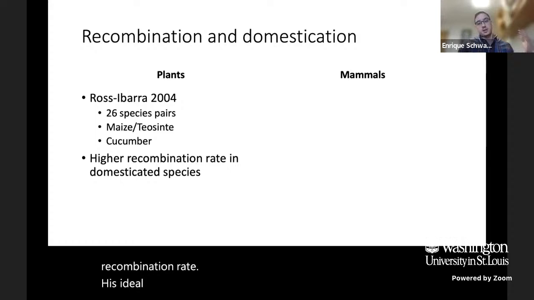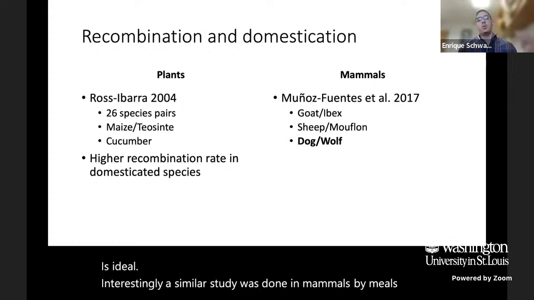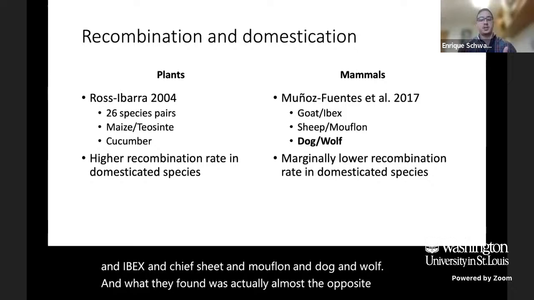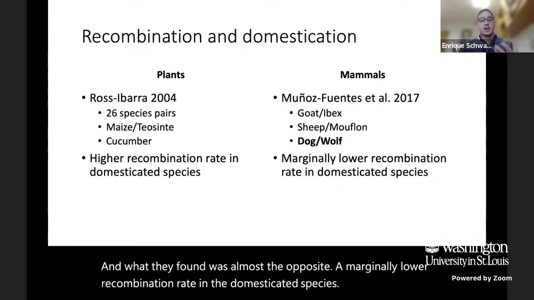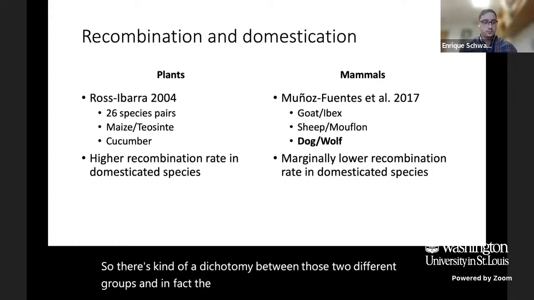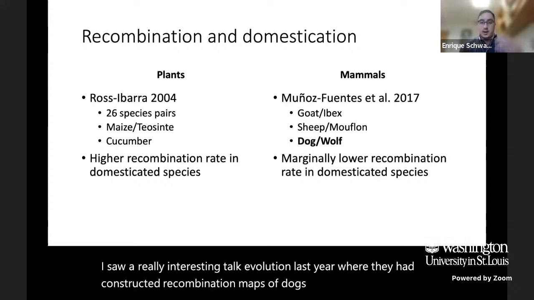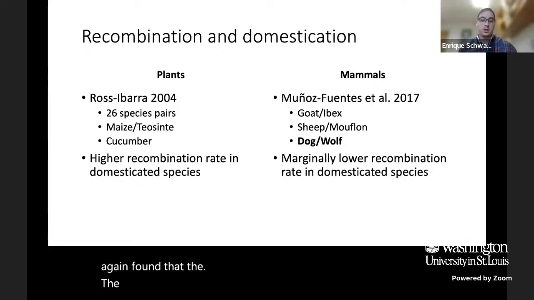Interestingly, a similar study was done in mammals by Manuel Fuentes and collaborators in 2017, where they looked at pairings of goat and ibex, sheep and mouflon, and dog and wolf. What they found was actually almost the opposite: a marginally lower recombination rate in the domesticated species. So there's kind of a dichotomy between those two different groups. And in fact, for the dog and wolf, I saw a really interesting talk at Evolution last year where they had constructed recombination maps of dogs and wolves, and they again found that the dog had the lower overall recombination rate. So that's kind of a head scratcher.